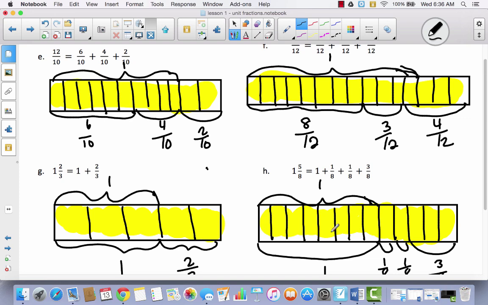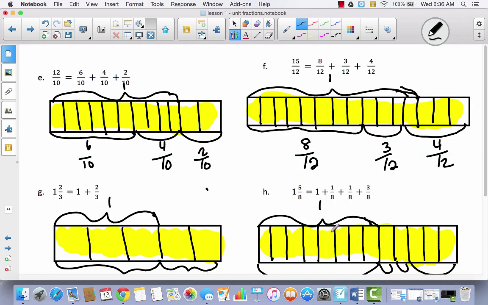Now, when you get ready to do your exit slip, make sure that you come back and revisit your journal and come back and revisit this problem set because it'll help you along the way.